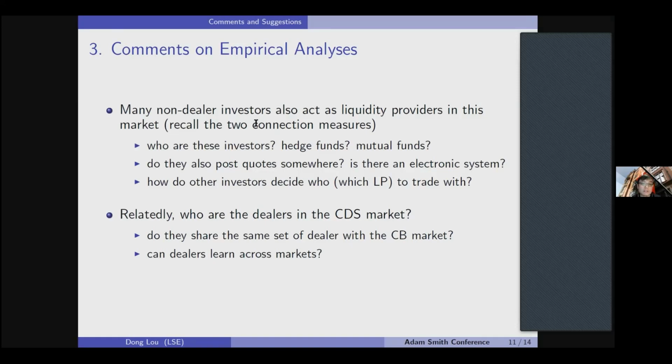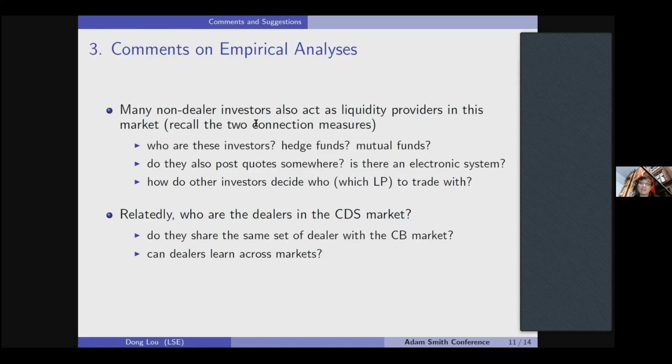Okay, some other detailed comments on the empirical analysis. This is extremely interesting to me. Many non-dealer investors also act as liquidity providers in this market. Gábor didn't spend time on this, but the paper actually constructs two connection measures. One is based on connections to dealers, and the other is based on connections to dealers plus other clients. To me, I want to know more about who those clients are, those non-dealer clients who also provide liquidity in this market. Are they hedge funds? Are they mutual funds? Do they also post quotes somewhere? Is there an electronic system?